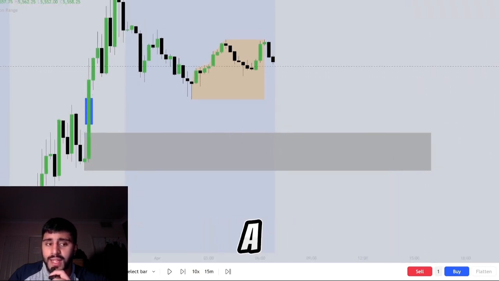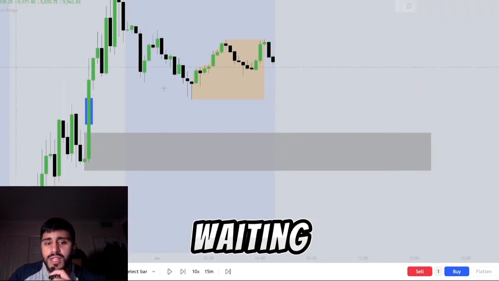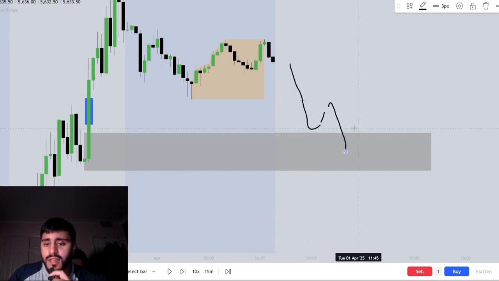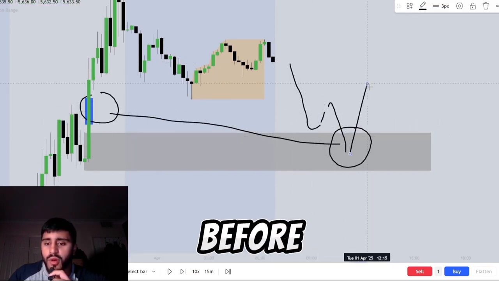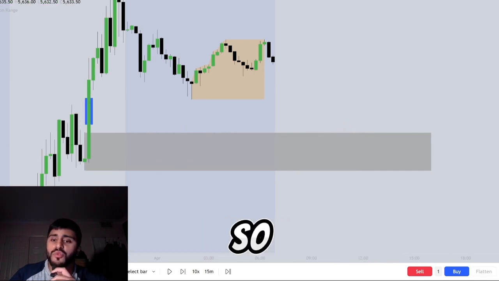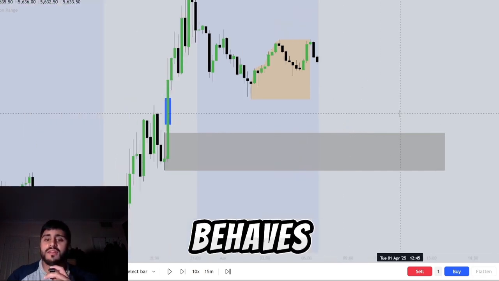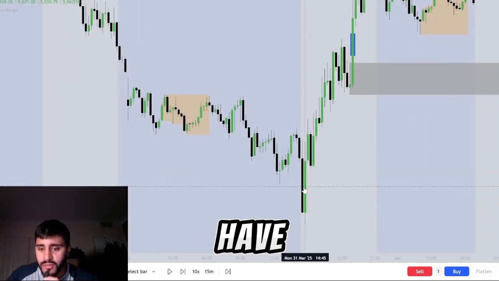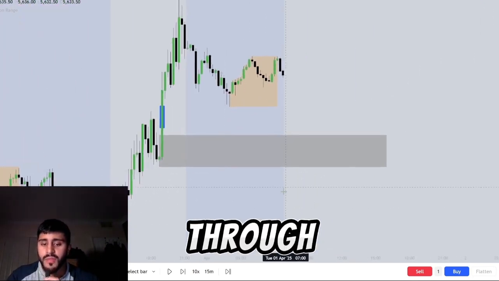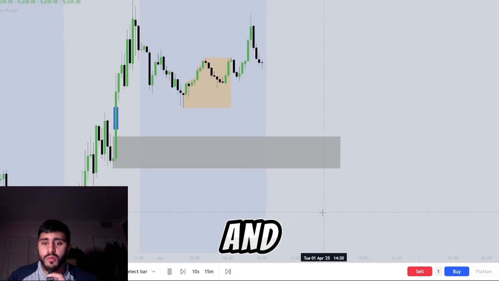The reason I call it a key level is because I am actually waiting for price to come down into this area so it fills the entire fair value gap before heading higher. It's really that simple. So you're analyzing how price behaves inside of this level. Notice how we don't have any fair value gaps before. We have efficient pricing all the way through. Now let's continue to play price on and see what we end up getting.